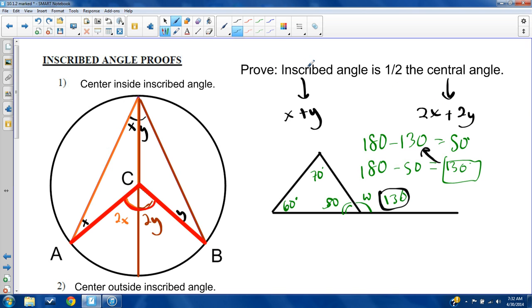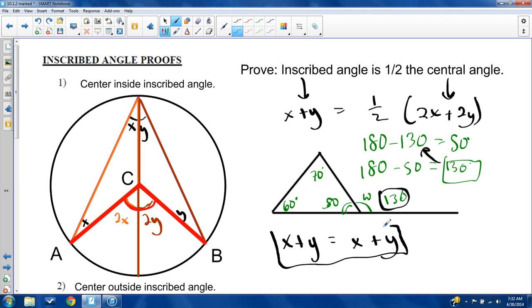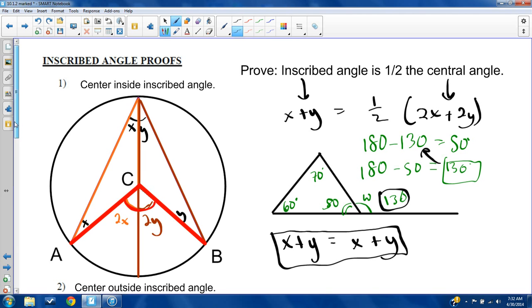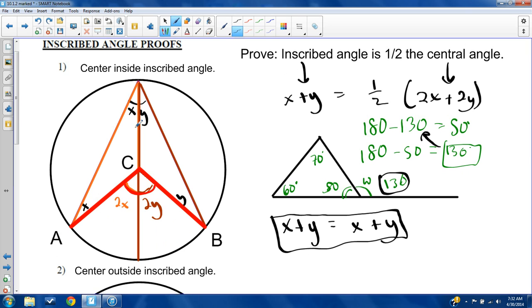So our proof here, again, this equation, we want to see that the inscribed angle is half the central angle. Is that true? Well, let me write down here, x plus y equals, distribute the 1/2 into 2x, you get x. Distribute the 1/2 into 2y, you get y. So x plus y equals x plus y. That does make sense. So this x plus y is exactly half the measure of this 2x plus 2y. Okay? So that one's a proof for the center being inside the inscribed angle. That's saying for sure how that one works.